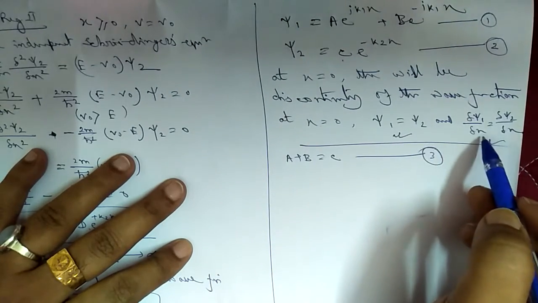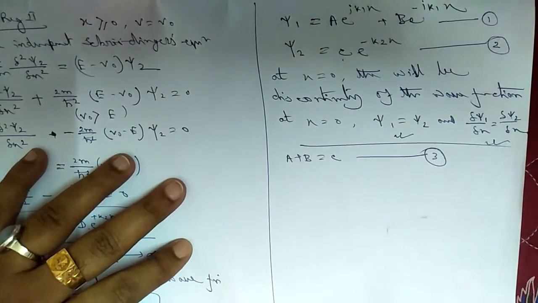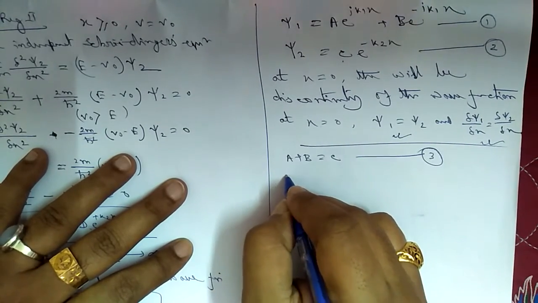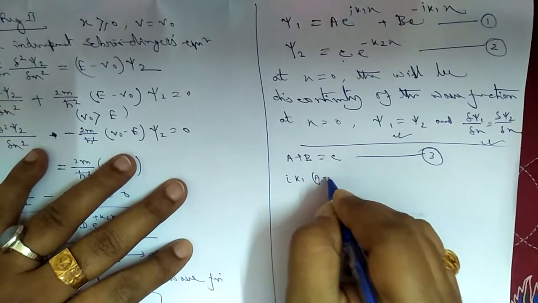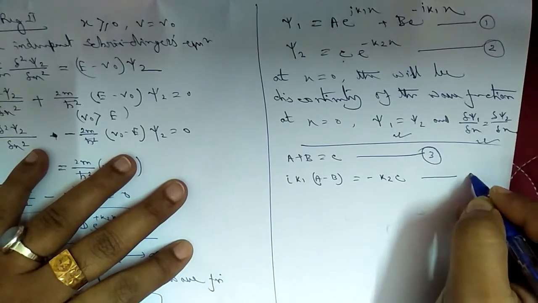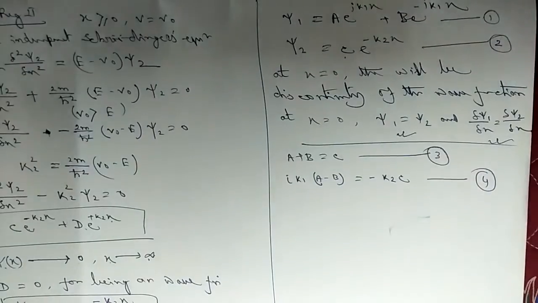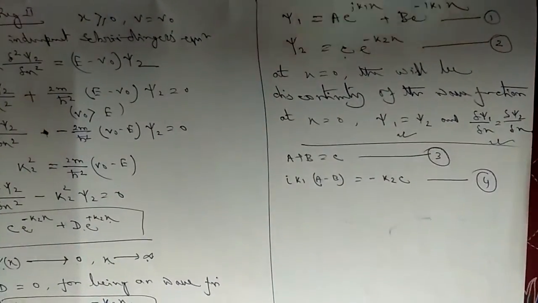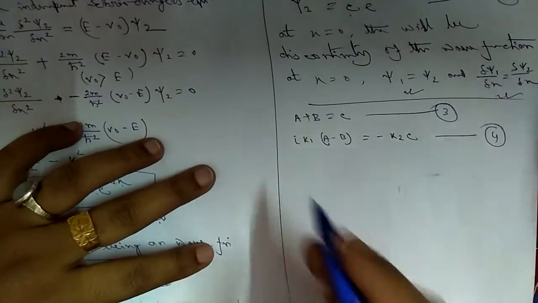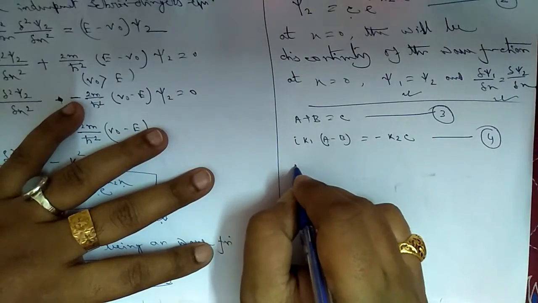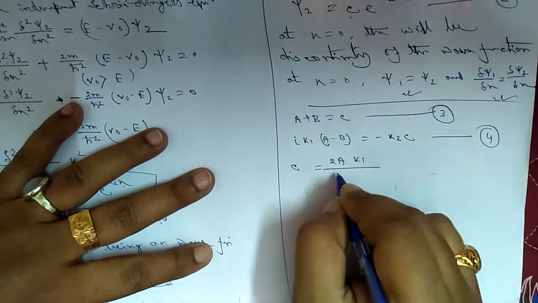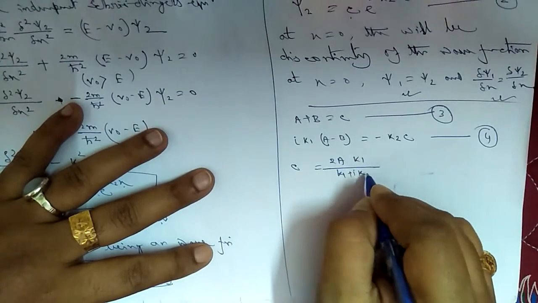And then again put del psi 1 del x equals del psi 2 del x at x equals to 0. So you are getting i k1 into a minus b will be equal to minus k2 into c. Name it equation number 4. Solve these 2 equations. I am giving you home task. I am not going to solve it for you. It's very simple algebra. If you do it, finally you will be getting the results like c in terms of a will look like twice a, then k1 divided by k1 plus i k2.